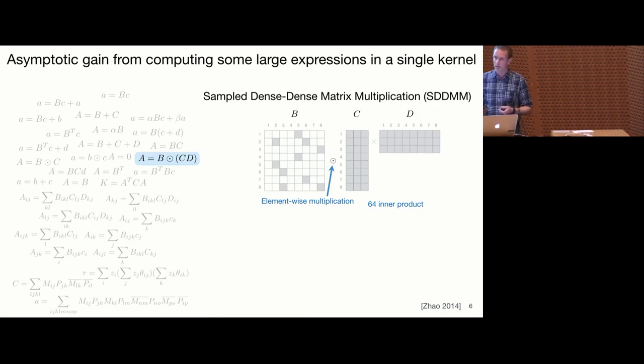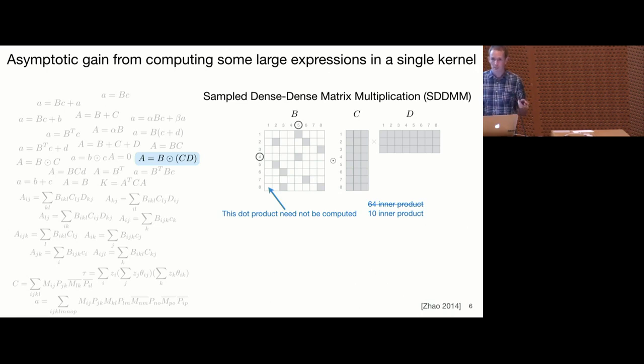But then in this computation, you element-wise multiply this product with a sparse matrix. So that means that the sparse matrix samples from the space of dot products. If you want to compute this component of the result, you have to do an inner product. But you don't have to do any inner products for the white ones, which are zeros, because you do the inner product and then it gets multiplied by zero and thrown away. So if you know this and you compute the whole thing, you can get the amount of computation down to 10 inner products.